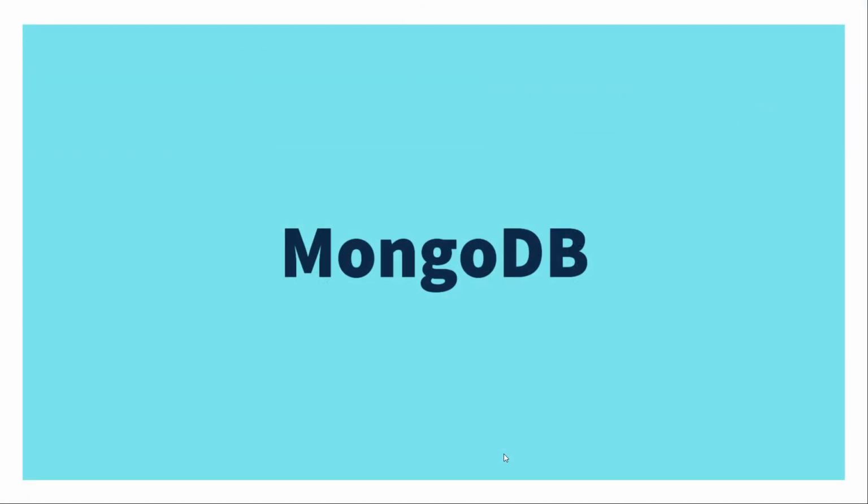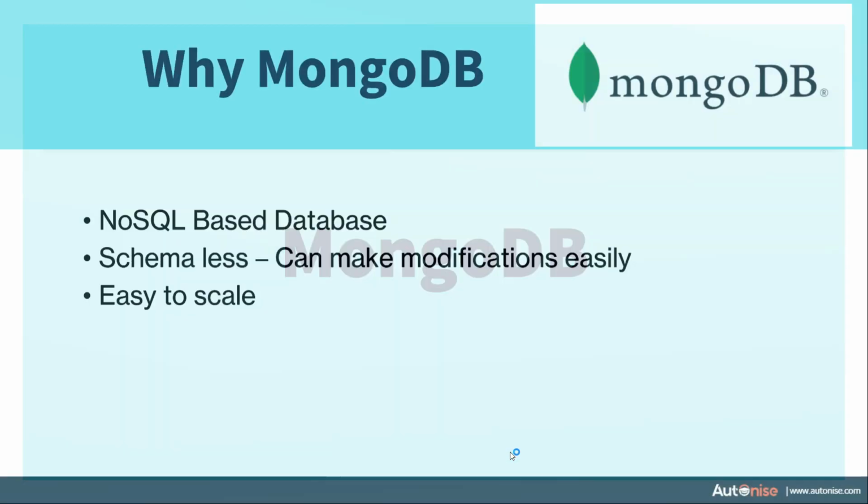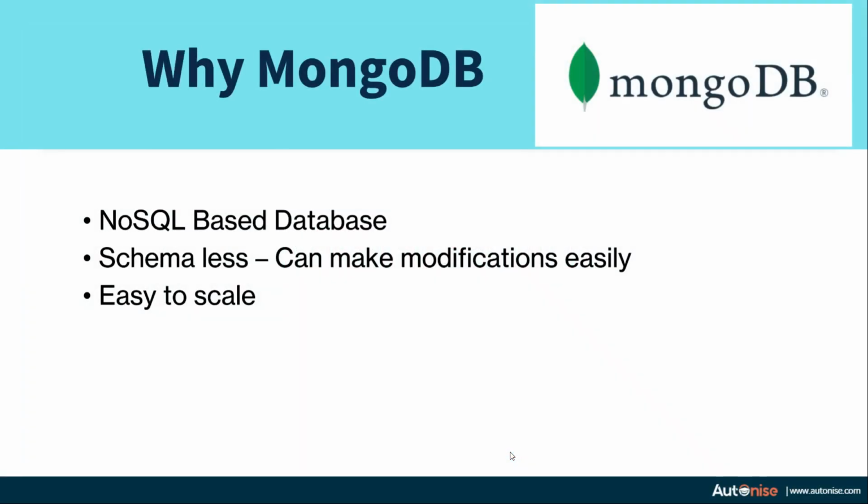So now that we know the basic advantages of using the NoSQL database, let's have a look at MongoDB, which is one example of a NoSQL based database. So why MongoDB? Why should we learn MongoDB? So the very simplest reason is that it's a NoSQL based database. So it has all the properties and advantages over the table-based databases or SQL based databases.